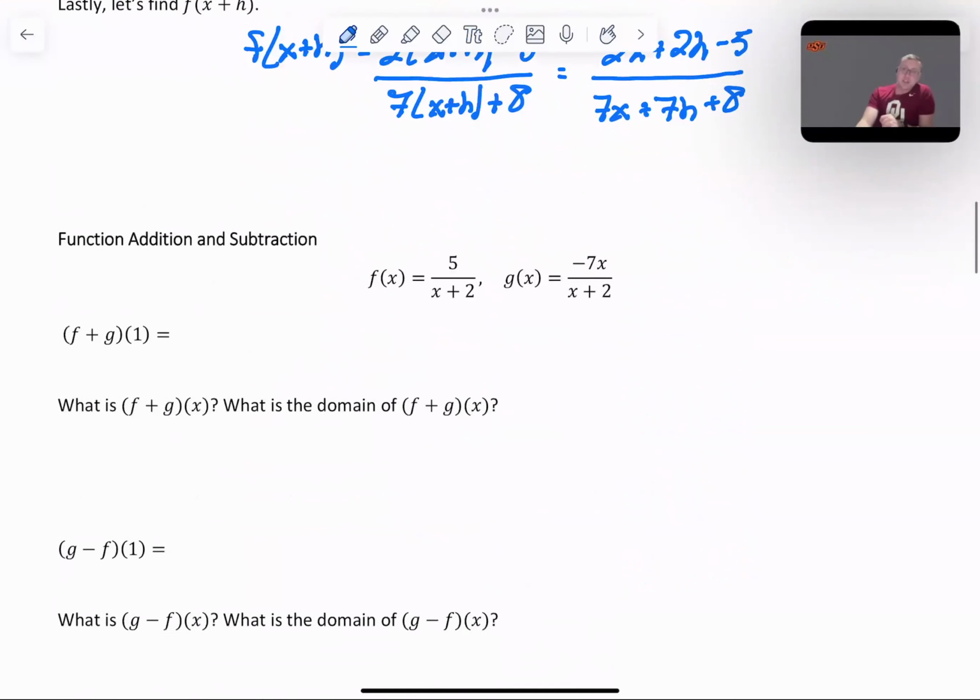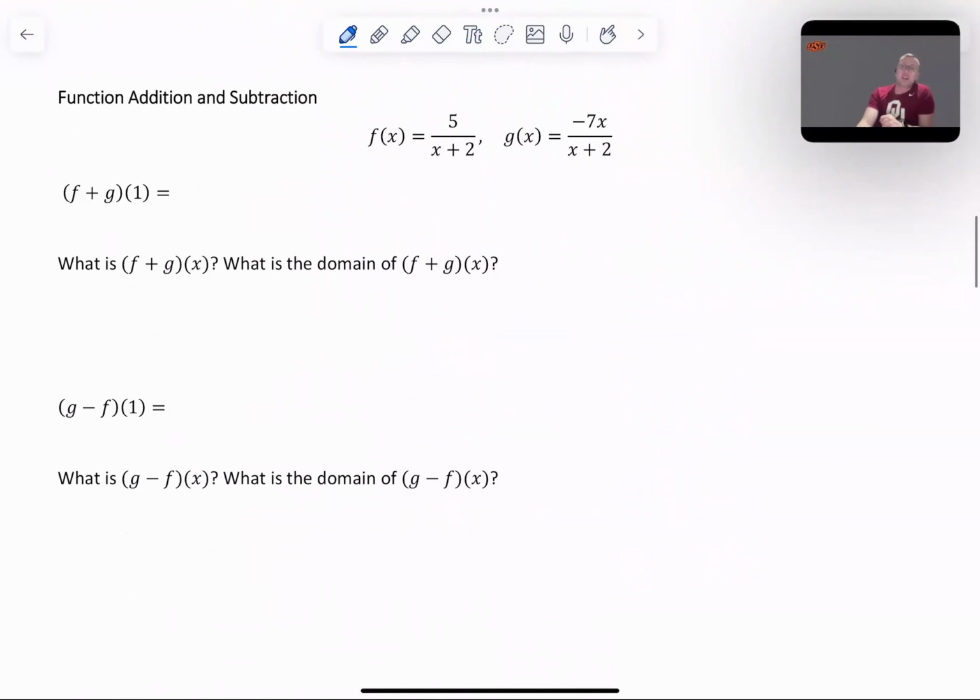So the next thing we want to look at is functional addition and subtraction. So this is pretty simple stuff. It starts off by doing it easier. It says, what's f plus g evaluated at 1, and what's the domain? So what I like to do is start with what's f plus g of x, and then I can just plug in 1. So let's try this. What is f plus g of x? It is well known that when I take f plus g of x, this is just f of x plus g of x.